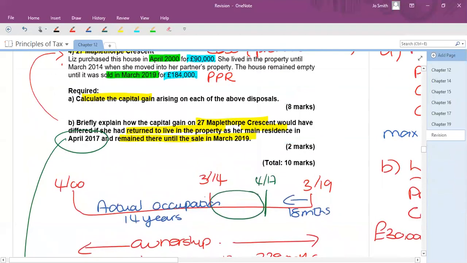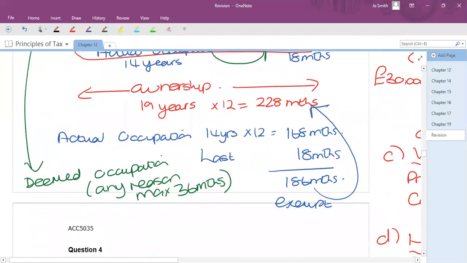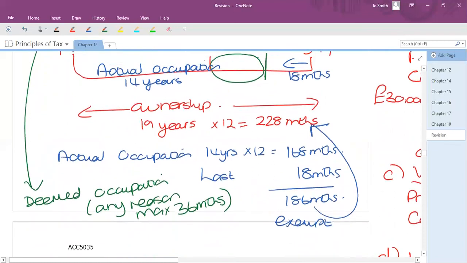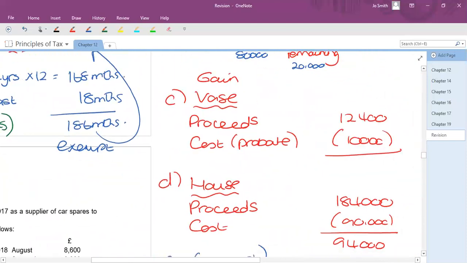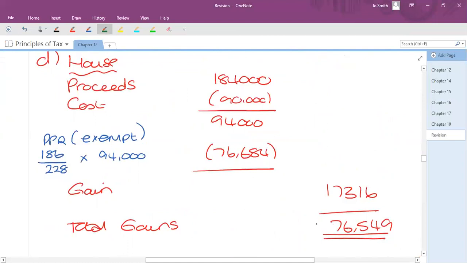Whereas in the current situation, as it says here, she moves out and never comes back. So if she doesn't come back, then she'll never get that deemed occupation. So the answer to B is that she would have had the deemed occupation, and therefore all of the gain would have been exempt if that had been the situation. So she could have saved herself the tax on that 17,316.